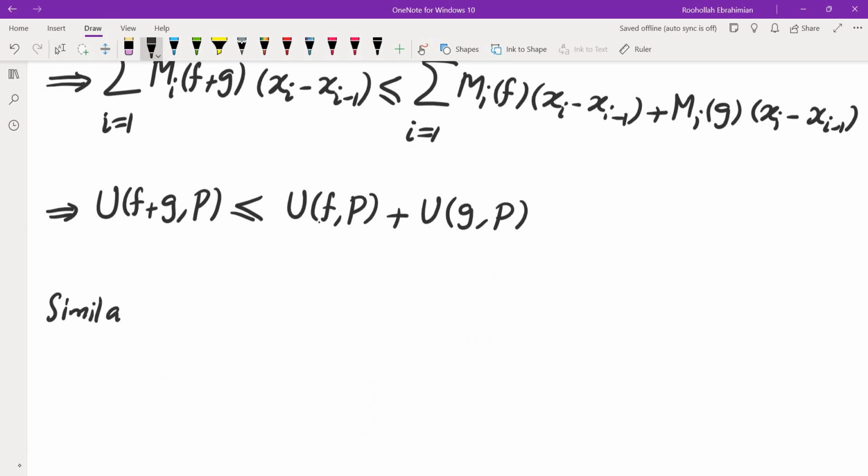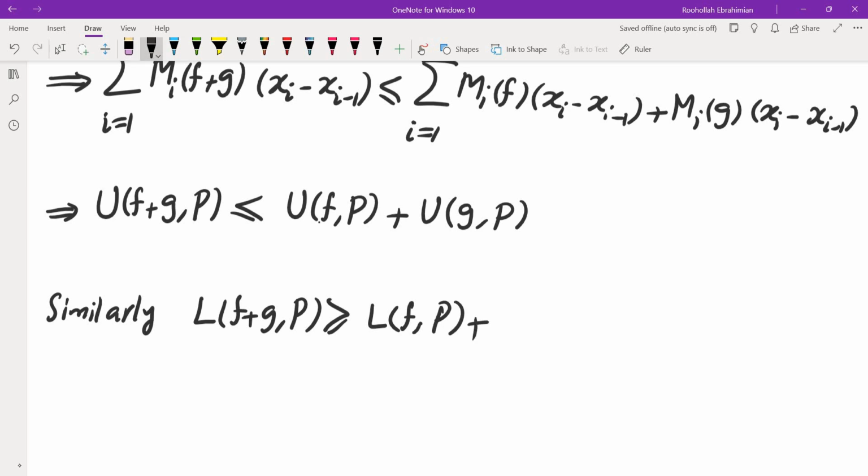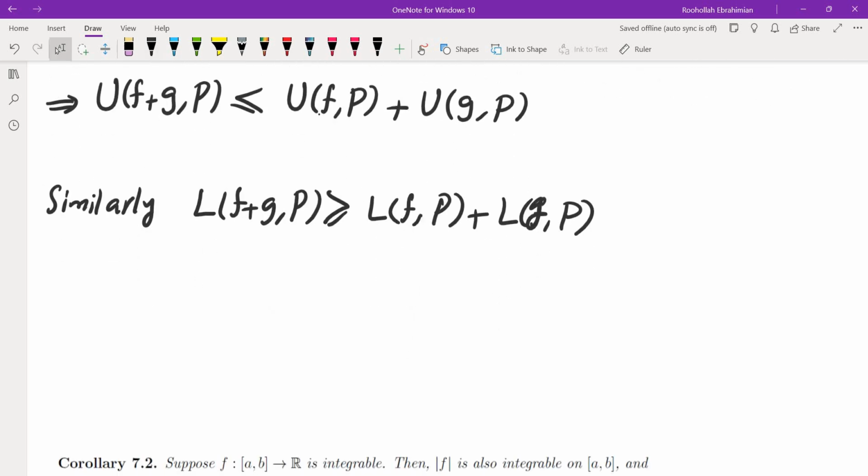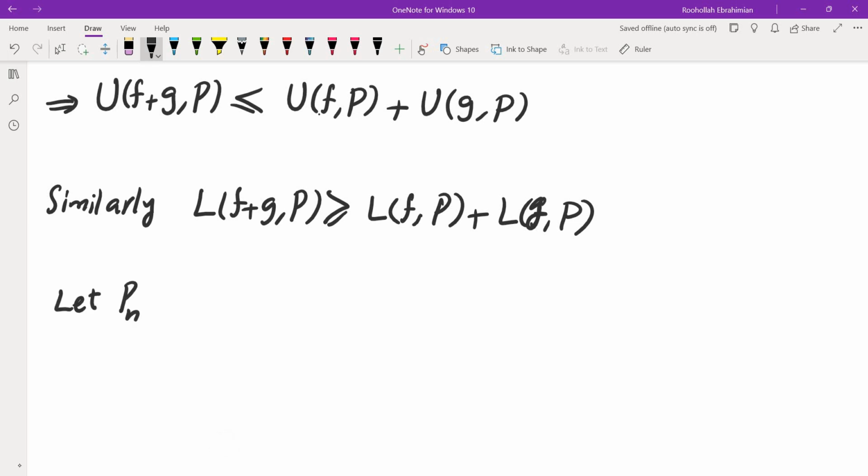Similarly, if you look at the lower sums, it would be the other way around. It would be greater than or equal to the lower sum of f with respect to P plus the lower sum of g. So let's just stick to these and now look at the Archimedean sequence of partitions. Let Pn and Qn be Archimedean sequences of partitions for f and g on [a, b].